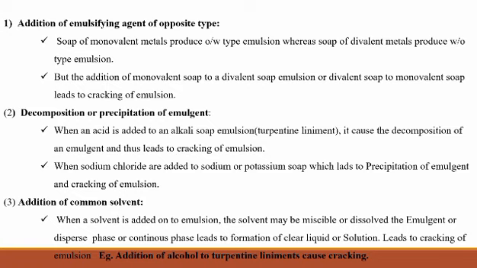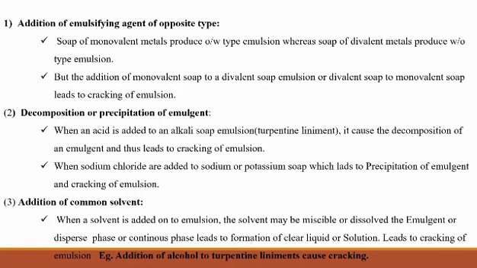Next is decomposition or precipitation of the emulsifying agent. We have already said that when we add an acid to an alkali soap emulsion, it may lead to precipitation of the emulsifying agent, because when an acid reacts with a base, it forms a salt. So it may lead to precipitation or decomposition of the emulsifying agent. For example, when sodium chloride is added to sodium or potassium soap, it may lead to precipitation of the emulsifying agent. This may further lead to cracking of the emulsion.